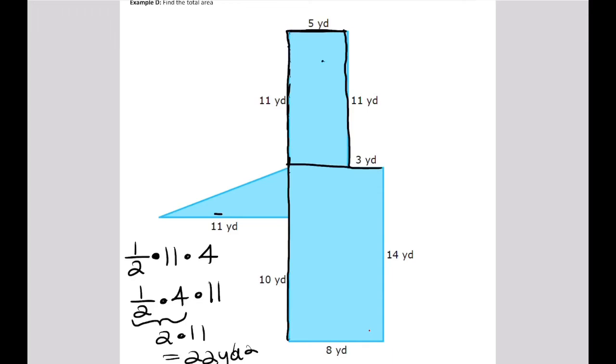And so this one right here, that rectangle, this is 11. This is 5, so it's 11 times 5, which makes 55. So I'm going to put 55 in there. 55 square yards. And this one right here, again, no mystery. This is 14. This is 8. So you're going to do 14 times 8. Well, 10 times 8 is 80. 4 times 8 is 32. So 80 plus 32 is 112.